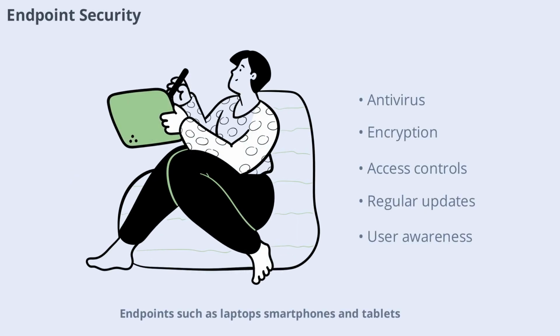Endpoints such as laptops, smartphones, and tablets are common targets for attackers. Endpoint security involves protecting these devices with antivirus software, encryption, and access controls. Regular updates and user awareness are key to keeping endpoints secure and preventing breaches.